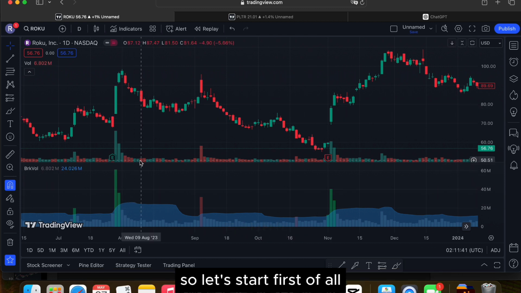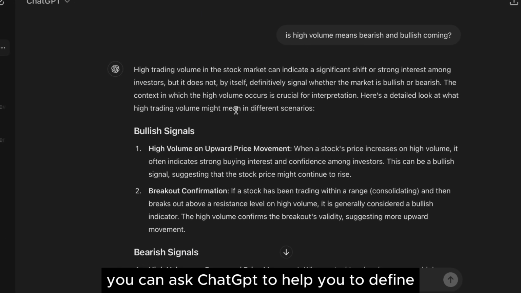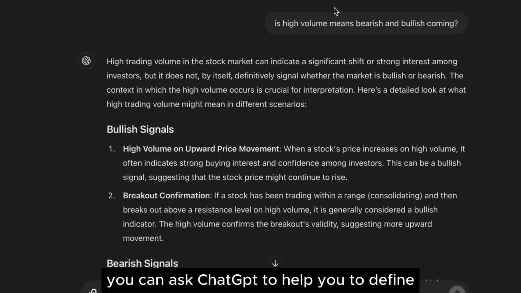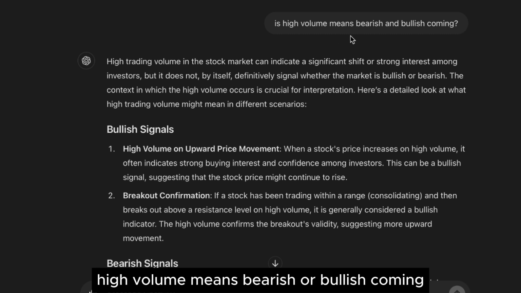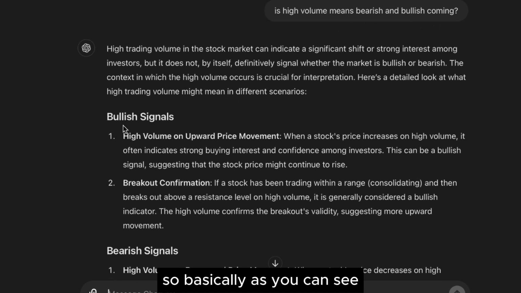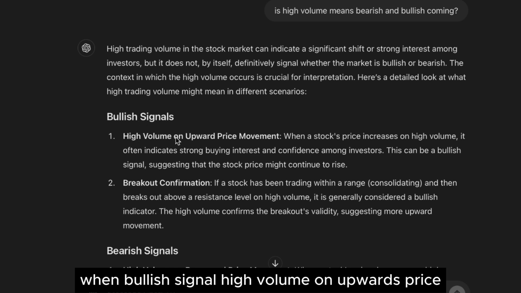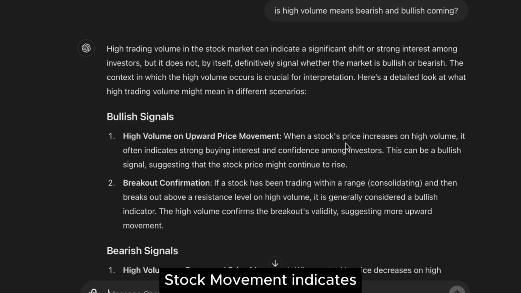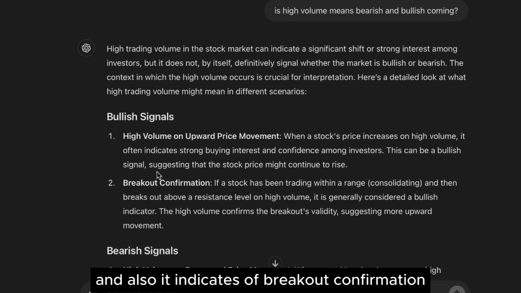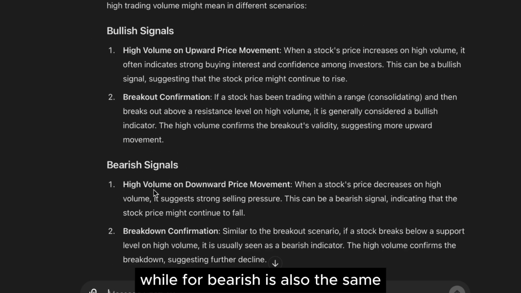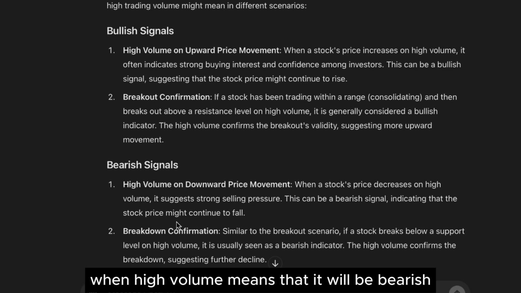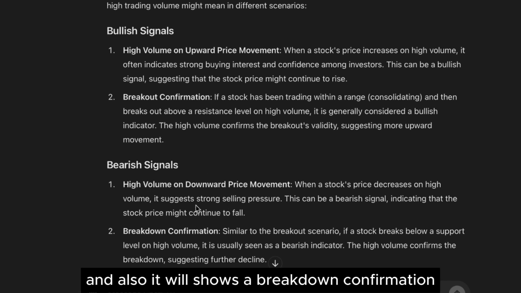So let's start. First of all, you can ask ChatGPT to help you define whether high volume means bearish or bullish is coming. So basically, as you can see, for a bullish signal, high volume on upward price movement indicates bullish, and it also indicates a breakout confirmation, while bearish is the same. High volume means it will be bearish, and it will also show a breakdown confirmation if the volume is high.